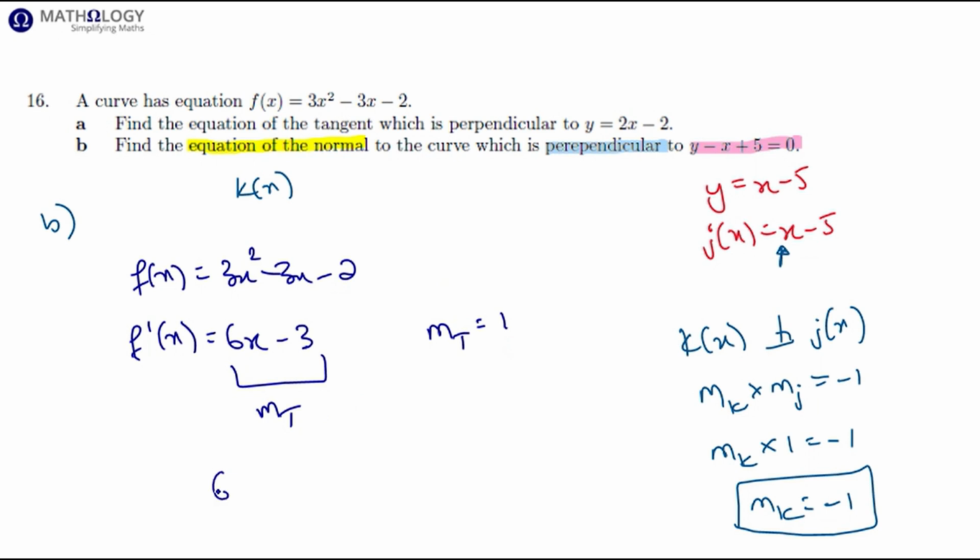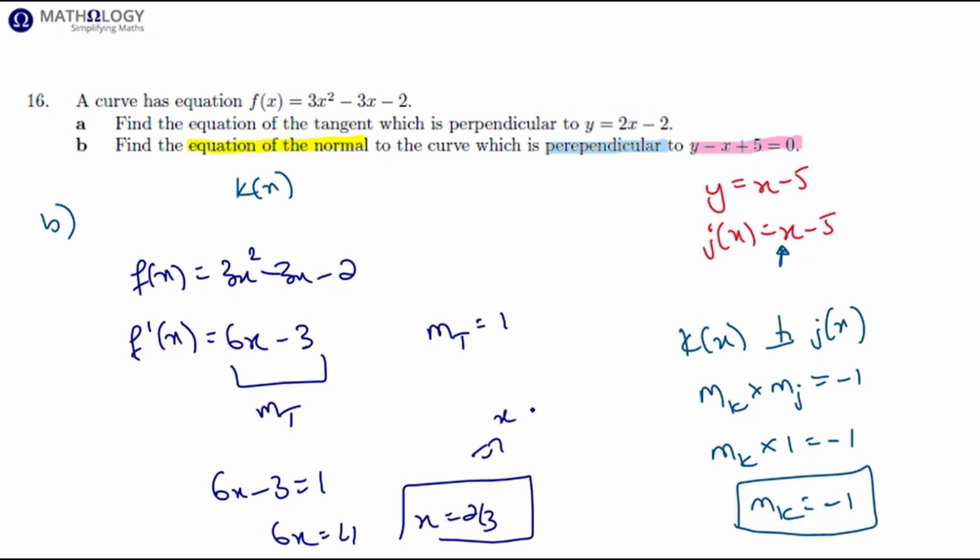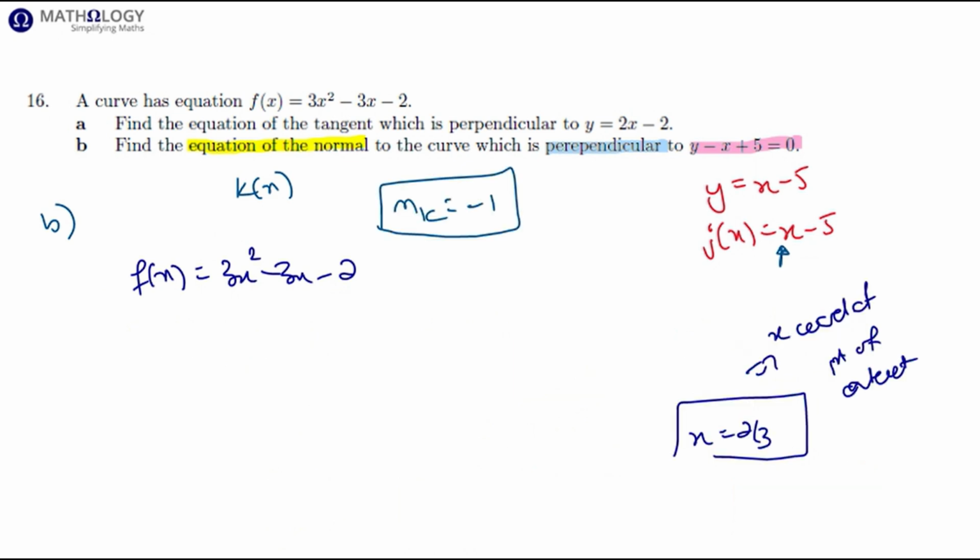So, in other words, 6x minus 3 equals 1. 6x equals 4. x equals 2/3. x equals 2/3 represents the x coordinate of the point of contact between the tangent and the curve. So to find the point of contact, we can substitute x equals 2/3 into f of x.